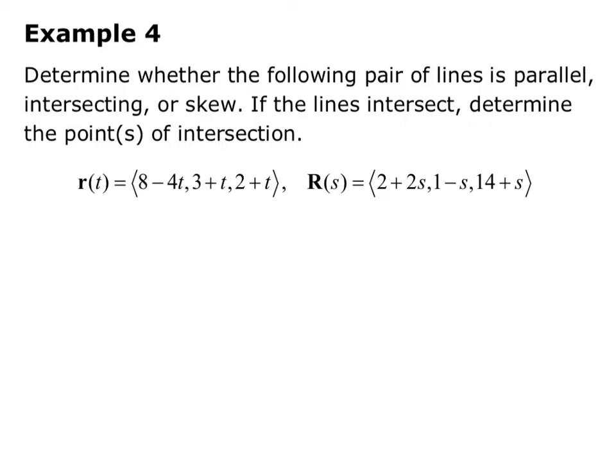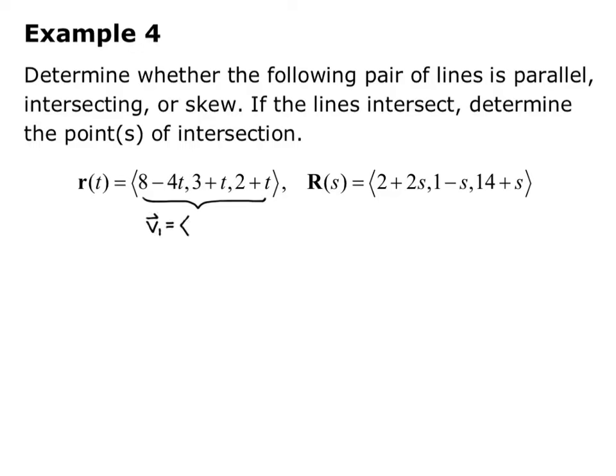So we're given the lines lowercase r of t equals the vector equation 8 minus 4t, 3 plus t, 2 plus t. And capital R of s, so we're using parameter s here, equals the vector equation 2 plus 2s, 1 minus s, 14 plus s. So the first thing we're going to determine is whether they're parallel.